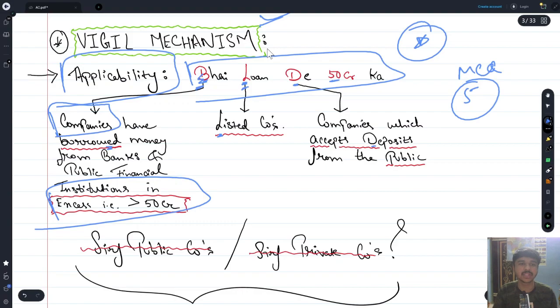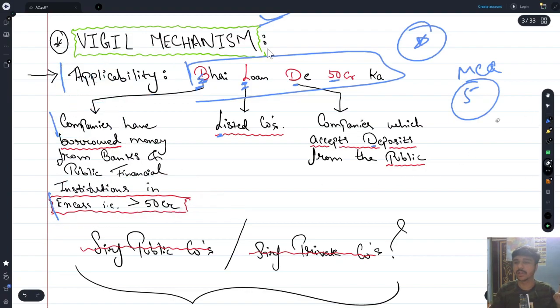Now the word used here is companies. Private limited, public limited, dormant, nothing. The word used here is companies. So if you are fulfilling this condition, you have to have a vigil mechanism. So companies having borrowed money from banks and public financial institutions in excess of rupees 50 crore need to have a vigil mechanism.